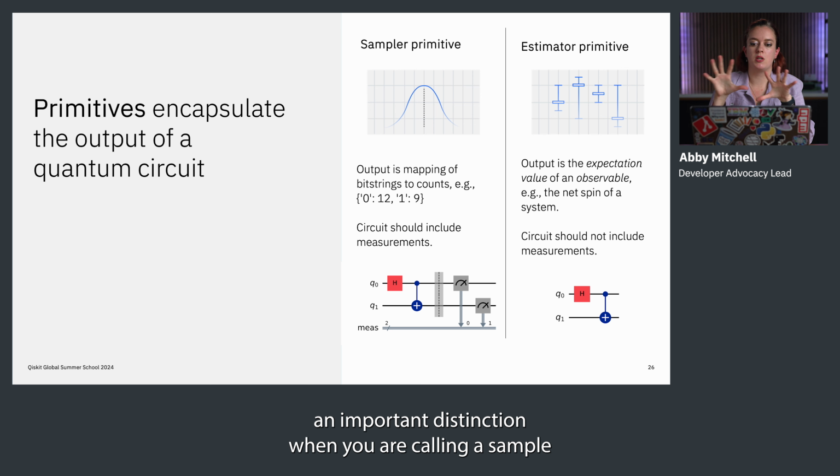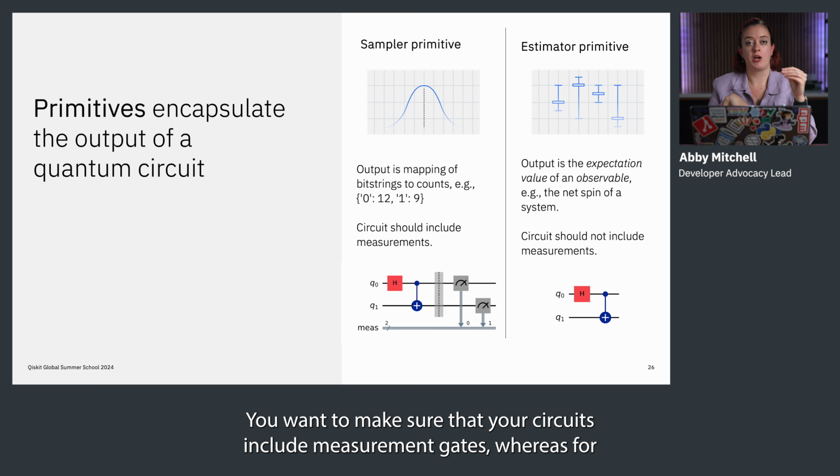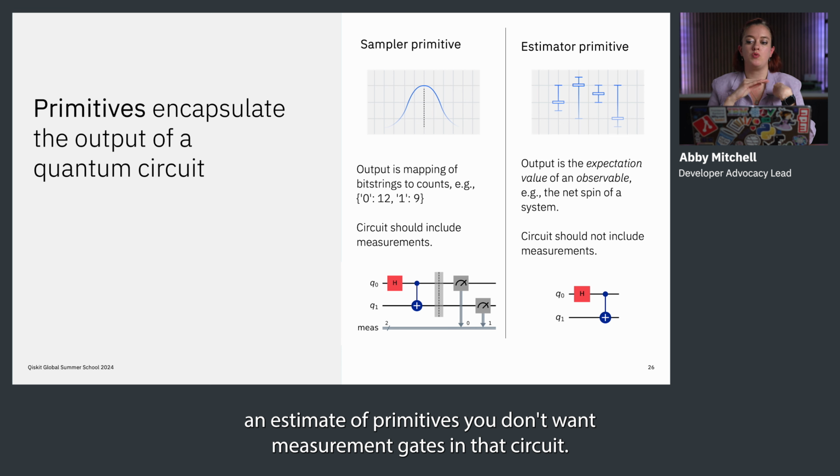An important distinction when you are calling a sampler primitive versus an estimator primitive: for a sampler primitive, you want to make sure that your circuits include measurement gates, whereas for an estimator primitive, you don't want measurement gates in that circuit.